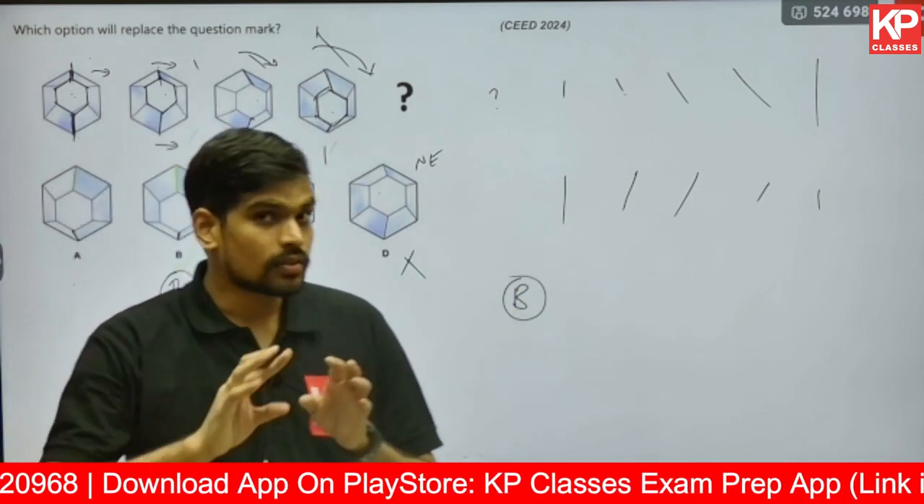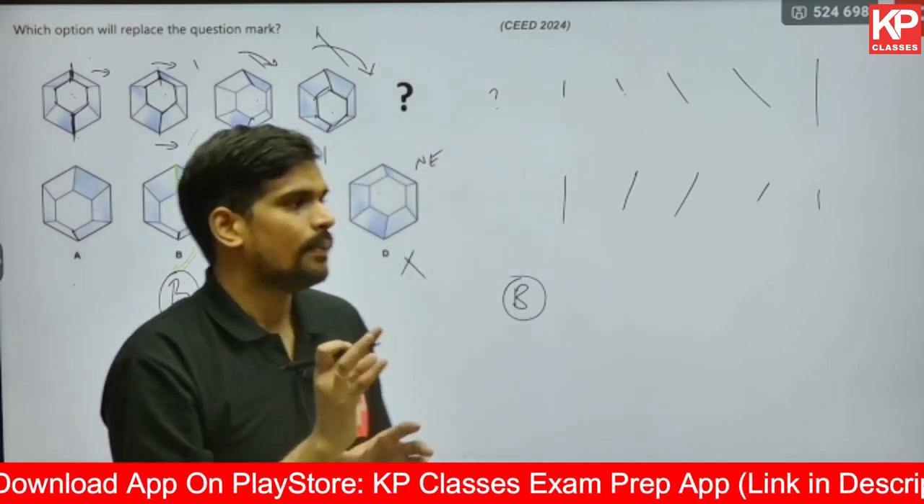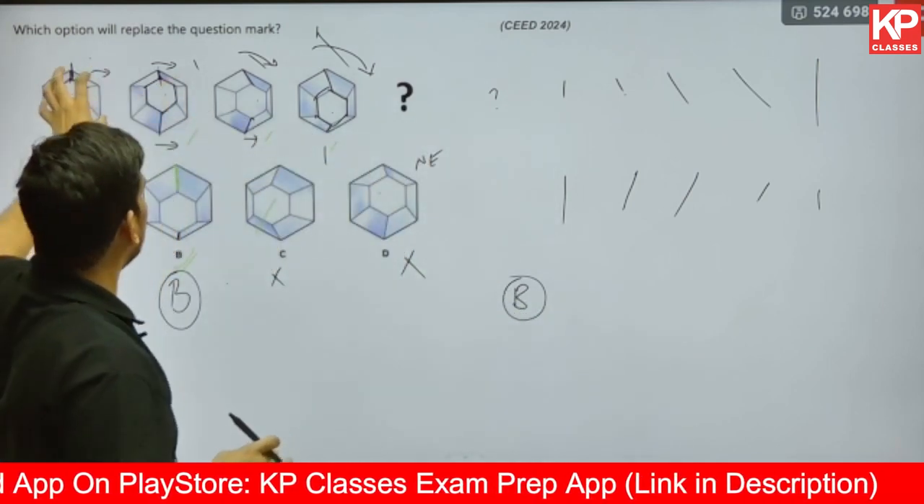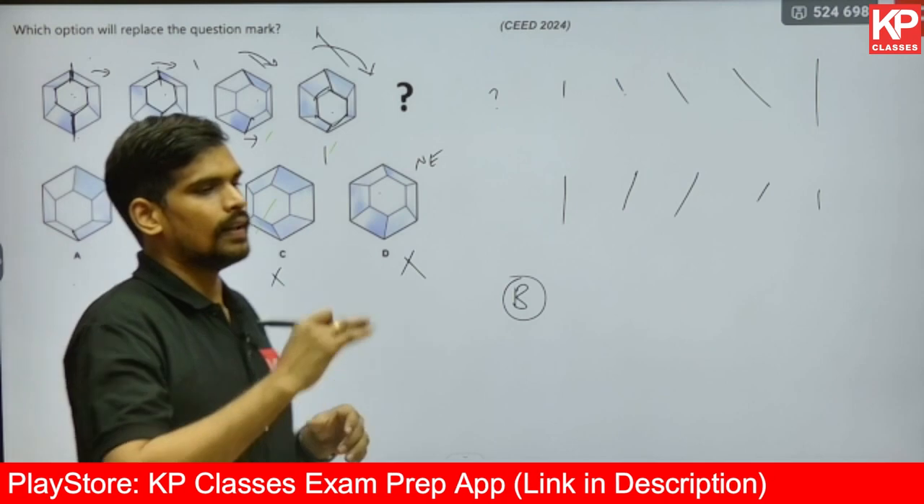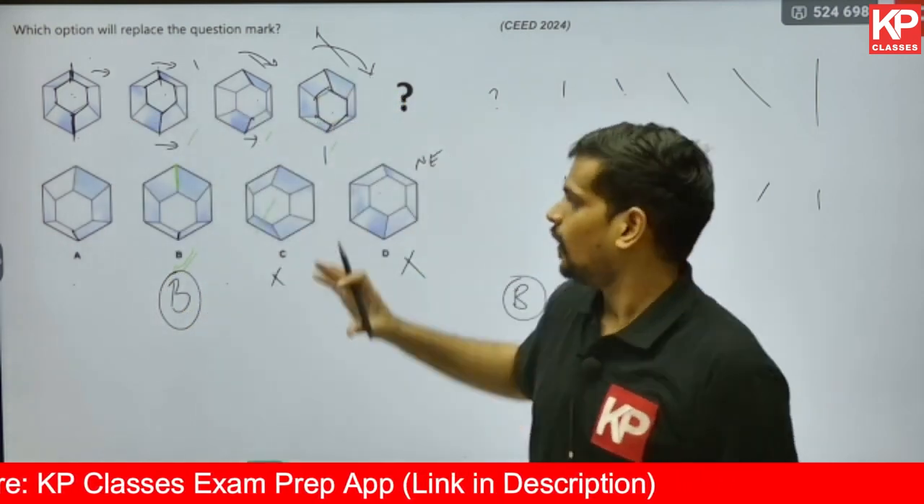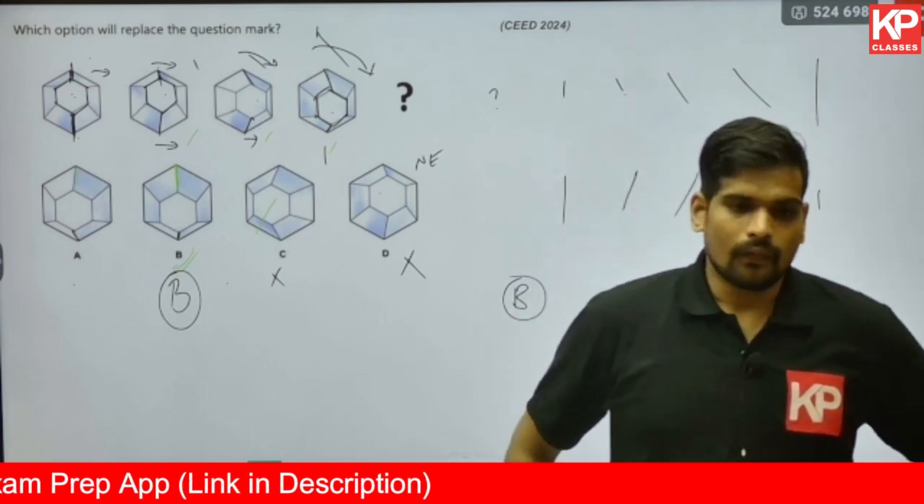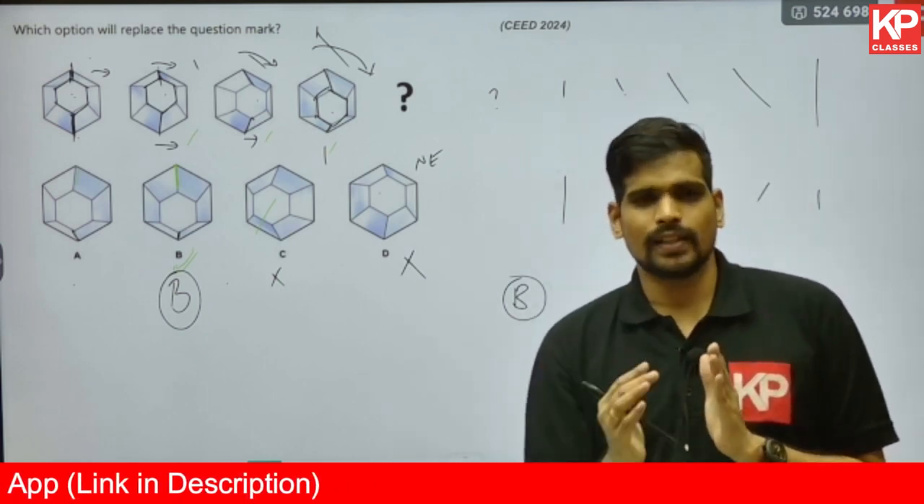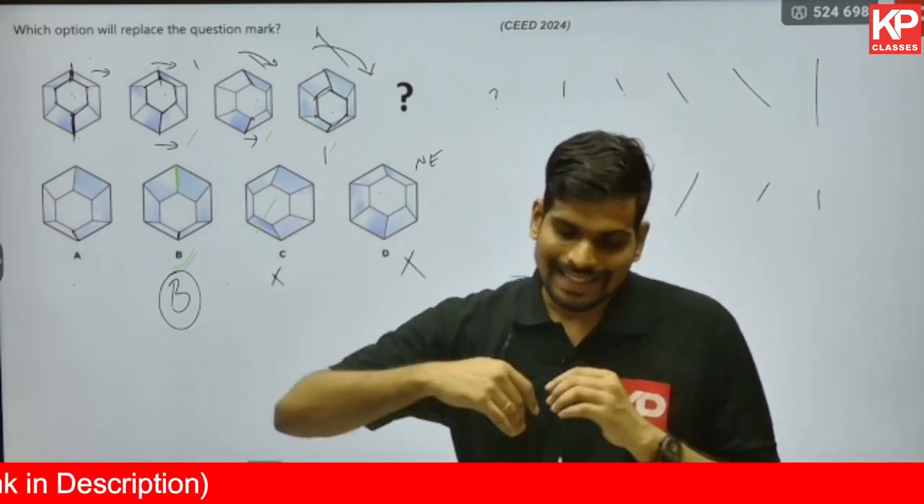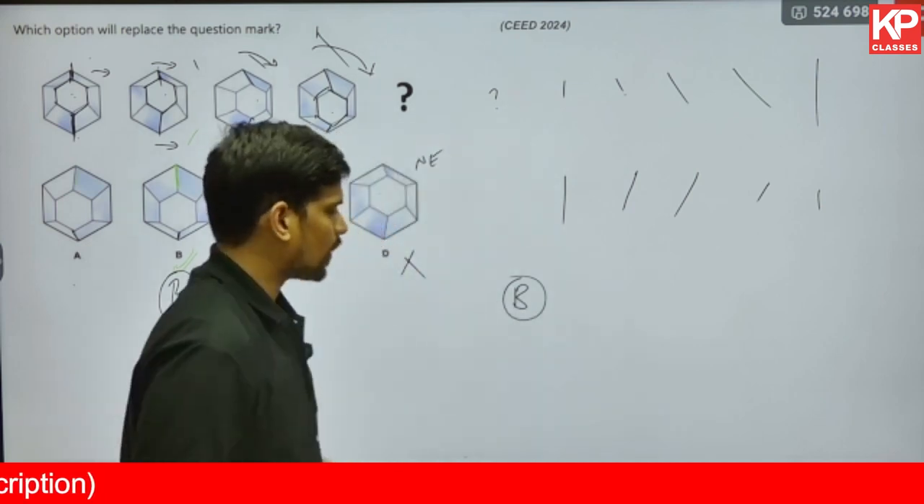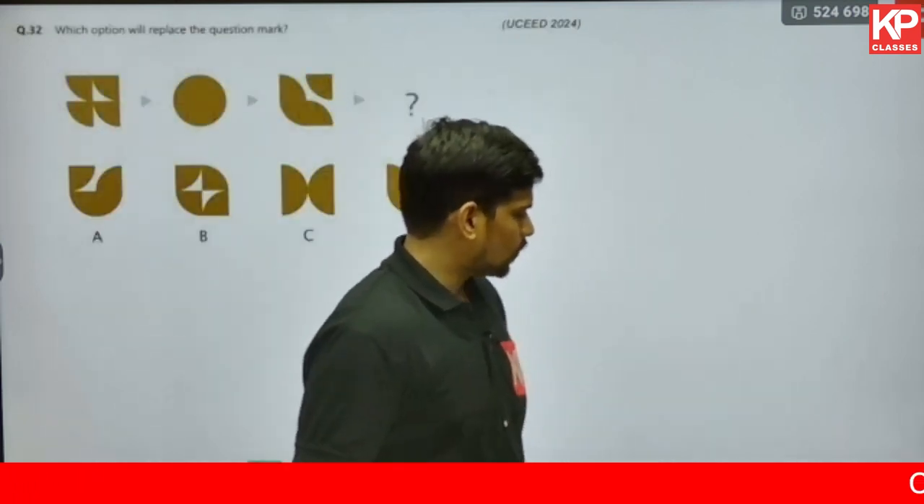So look, there's no rotation of the hexagon itself, but there's a shift in the position. There's a rotation of the position of the inner hexagon from north to south, or from top to bottom. So B will be the correct answer for this. So look for a change between the first two figures and look for the proof of concept and then apply it to the last figure. That should be your approach, and that's how we can solve these questions.